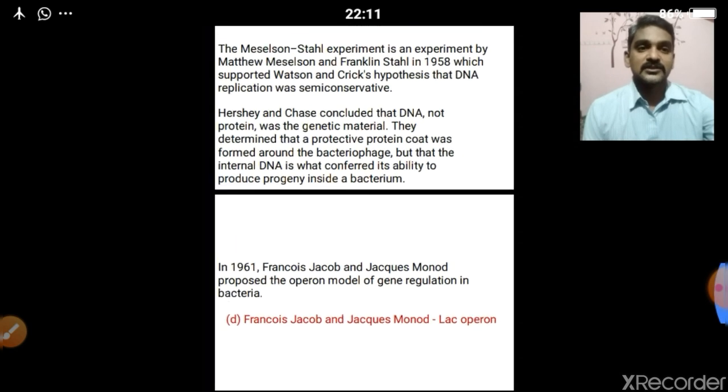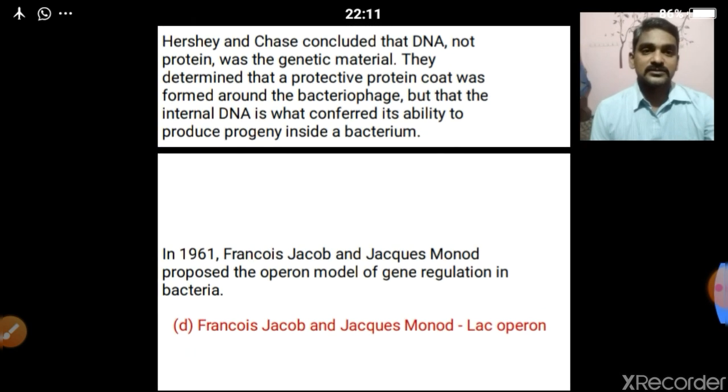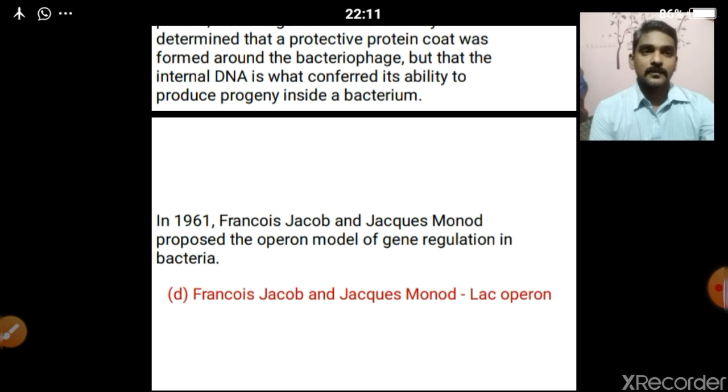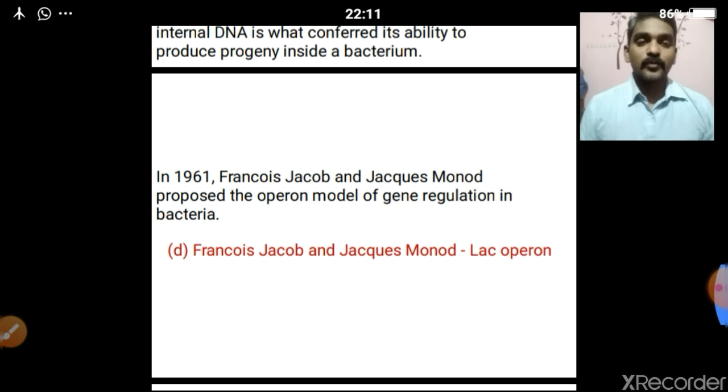See here, you can clearly see. This is also directly from the book only, they have given. Jacob and Monod proposed the operon model. So that is the right answer.